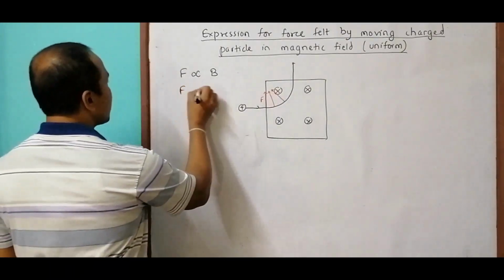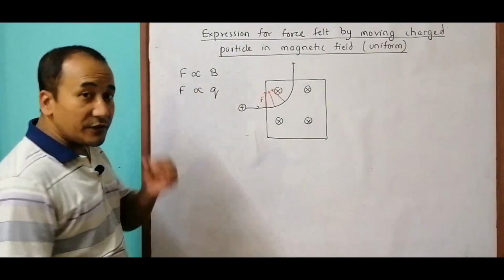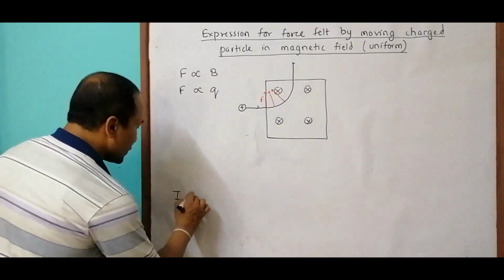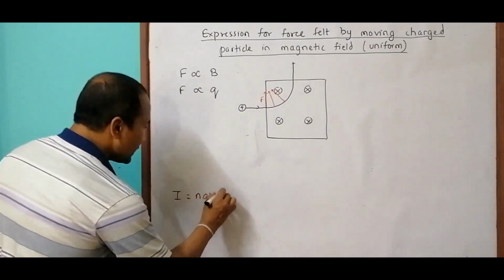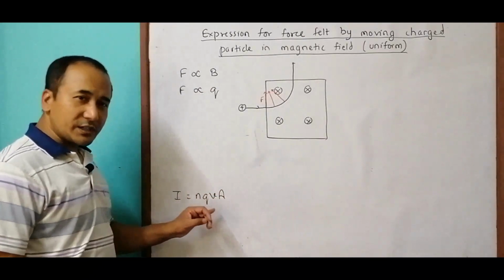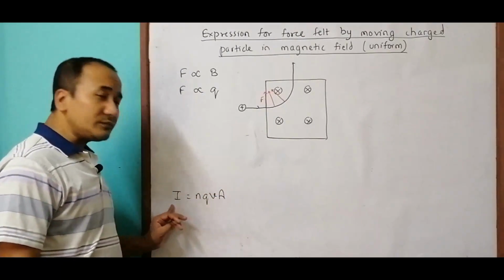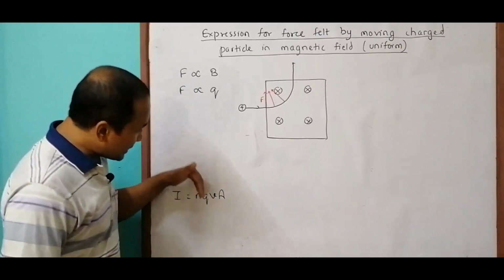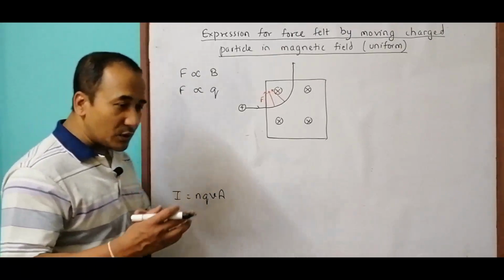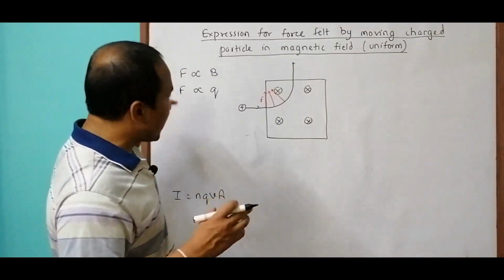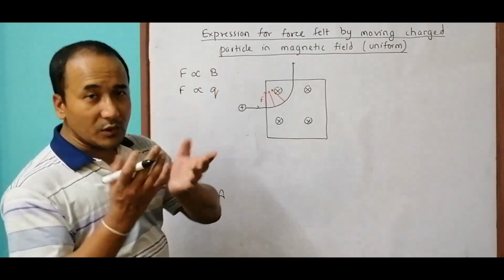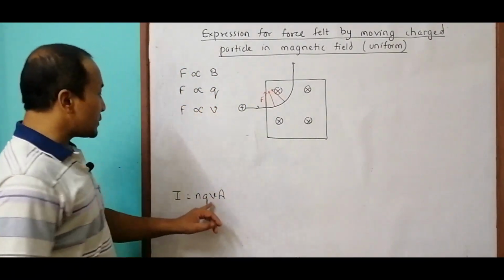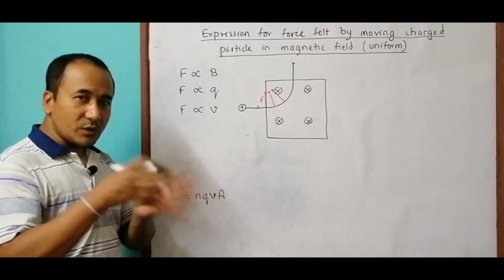Again, F is proportional to charge. If the charge is more, the current is more, and we can know that from the equation I equal to nqvA, the expression for the drift velocity. If all other quantities are the same but we make the charge more, the current is more. When the current is more, the magnetic field produced by the charges involved in that current is more, and so is the interaction. Next, F is proportional to v. Again, if v is more, the current is more, and more current means more interaction.